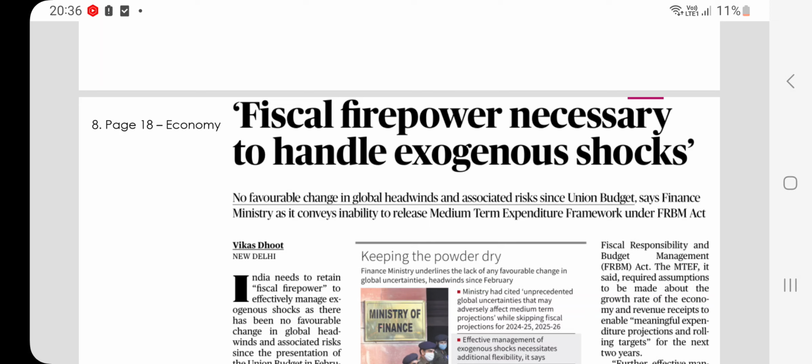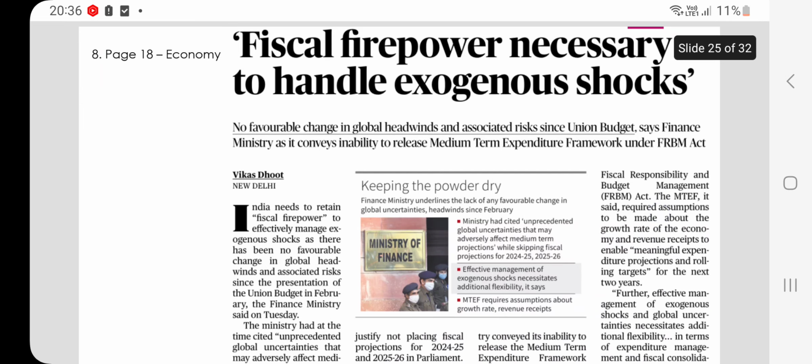Next article that we are moving on to is related to economy. Fiscal firepower necessary to handle exogenous shocks. In this article you have to know what is meant by global headwinds, associated risks since the Union Budget, says the finance ministry, as it conveys inability to release the medium term expenditure framework under the FRBM Act.